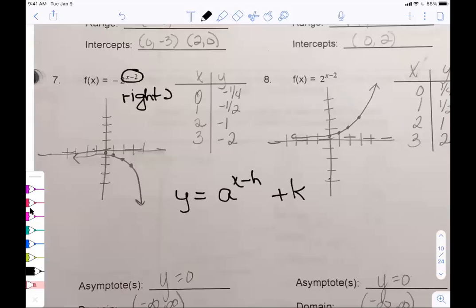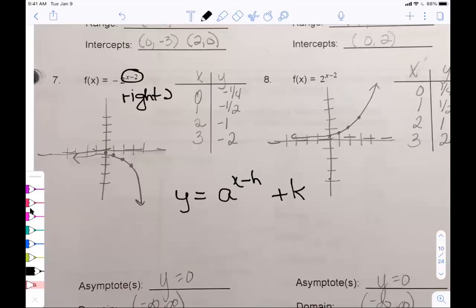And you can kind of see that in the graph. It also is reflecting down. So because the base is negative, it shifts right and then it reflects down. And then number 8 is the same graph, except it doesn't have that reflection going down. So it's a base of +2, but it's still shifting to the right.